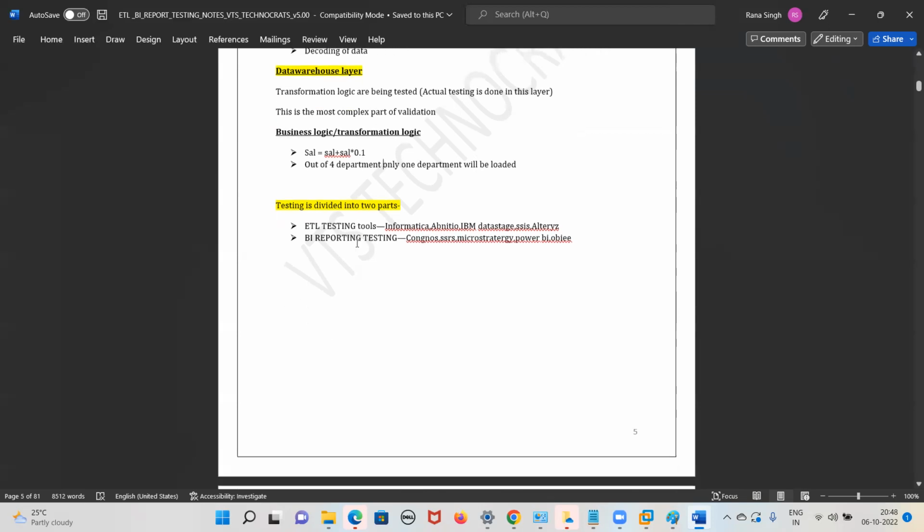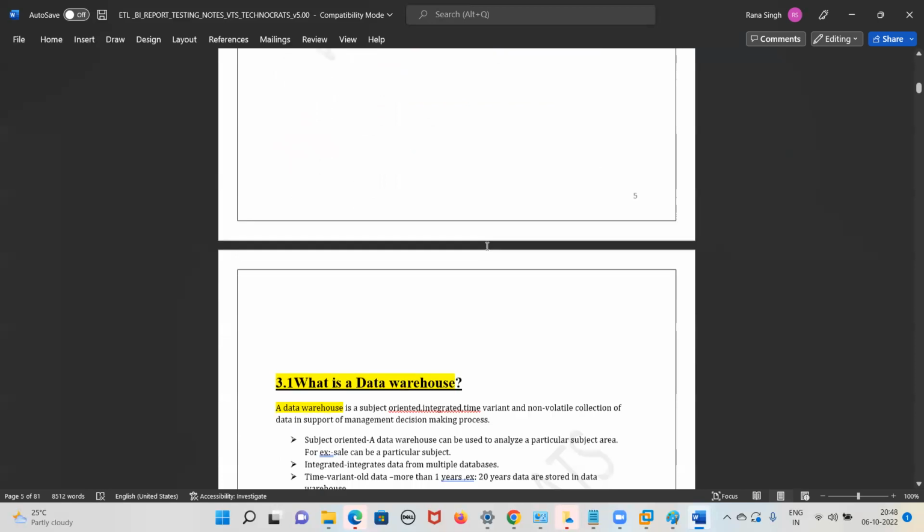ETL testing tools I have written here: Informatica, Ab Initio, IBM DataStage, SSIS, Alteryx. Then there is something called BI reporting tools: Cognos, SSRS, MicroStrategy, Power BI, OBIEE, Tableau. All these things are written here.